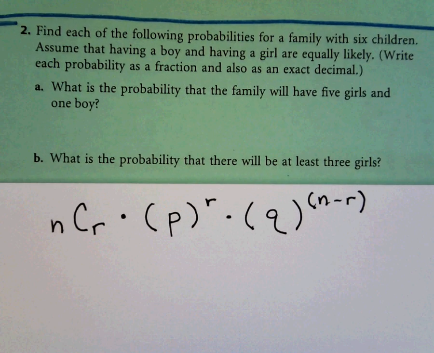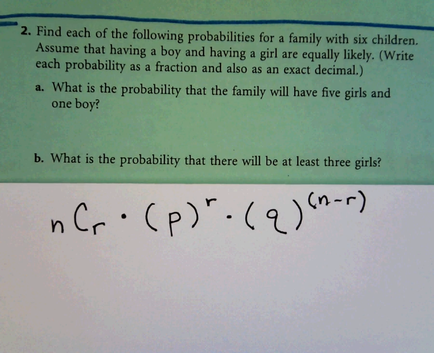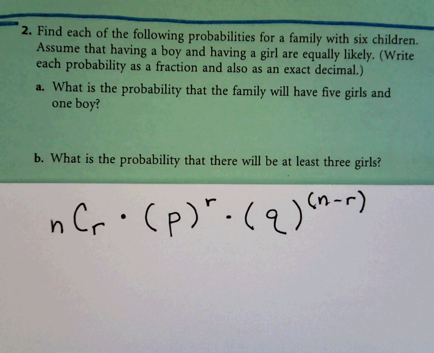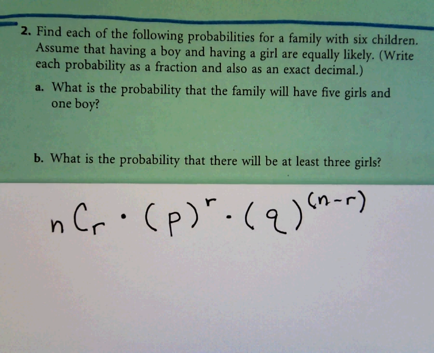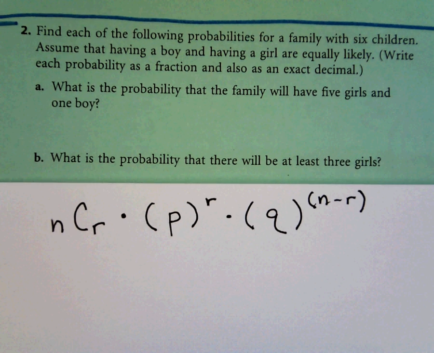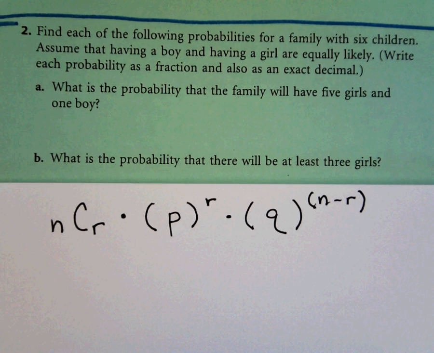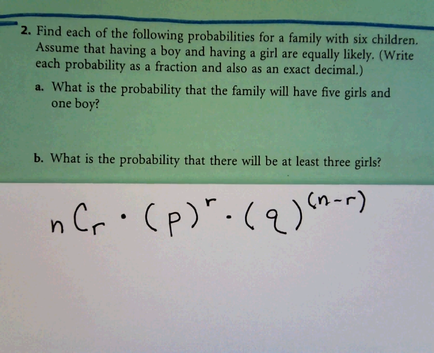These probability problems. Number 2 on the green worksheet. Find each of the following probabilities for a family of 6 children. Assume that having a boy and having a girl are equally likely. So what we need to do here is figure out, first of all, the probability of having a girl. And it says they're equally likely, girl versus boy, so that's 0.5. So P and Q in this problem are both 0.5.